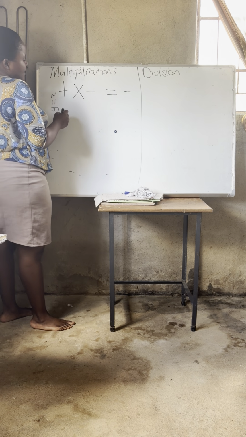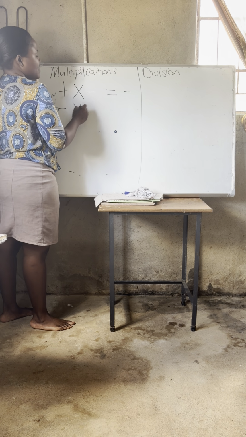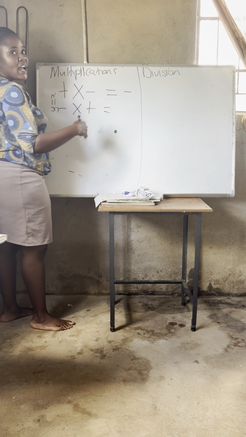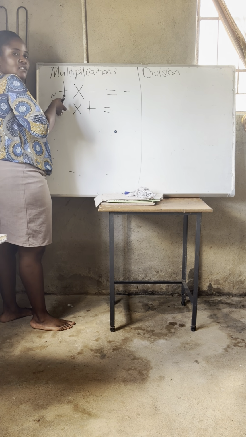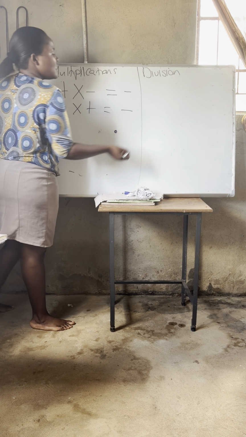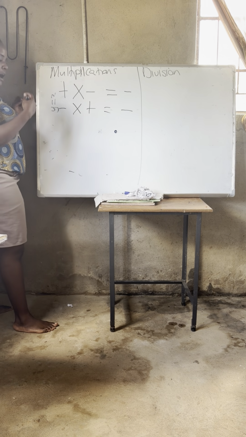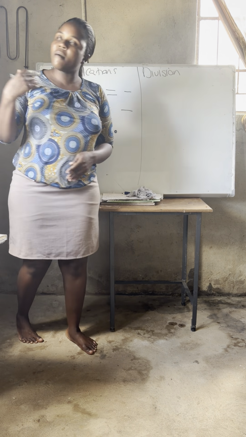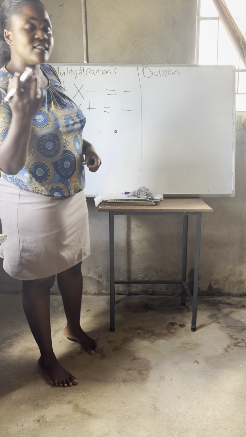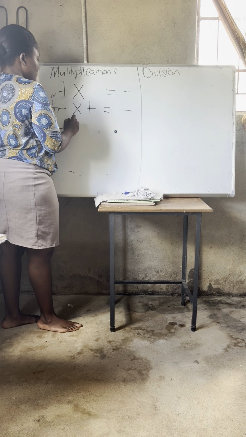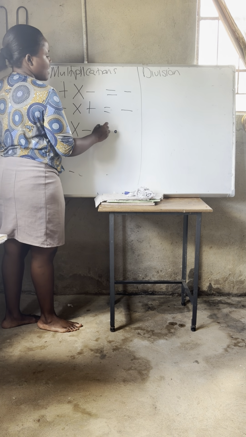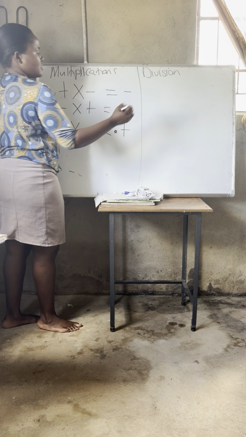So if you are given a negative times a positive, it doesn't matter which one starts. If you start with a negative number, we still get a negative. A negative number times a positive number is equal to a negative answer. Right. A negative number times a negative number is equal to positive.